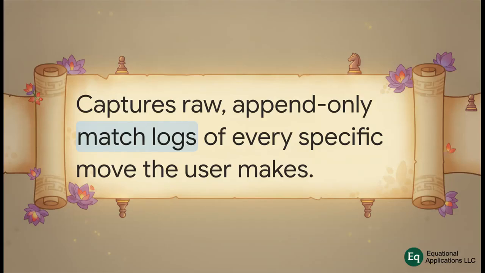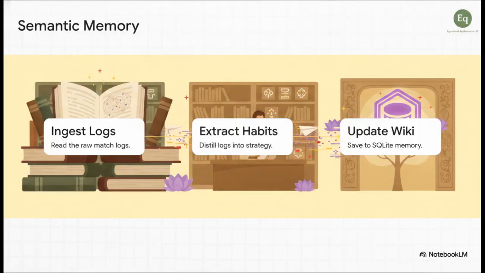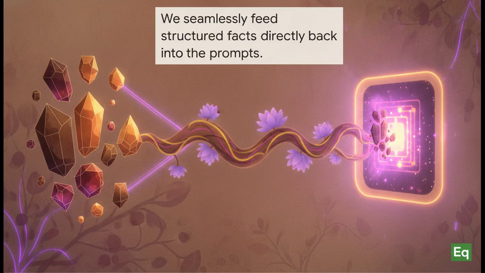To manage this kind of magic, we split the local AI memory into two distinct biological layers. First up, episodic memory. This captures the raw, append-only logs of literally every move you make. Meanwhile, semantic memory uses a background librarian job. It distills those raw logs into permanent strategy. Then, through context injection, we seamlessly feed those extracted facts right back into the AI's prompt.